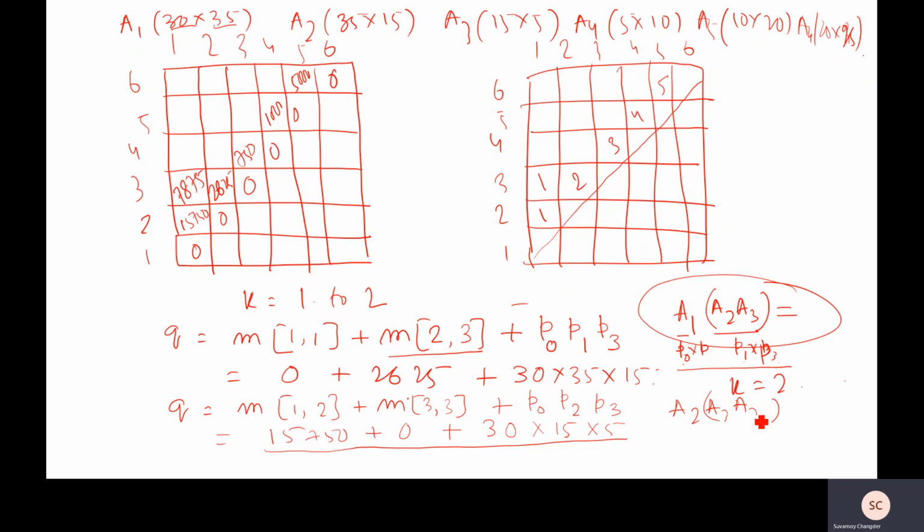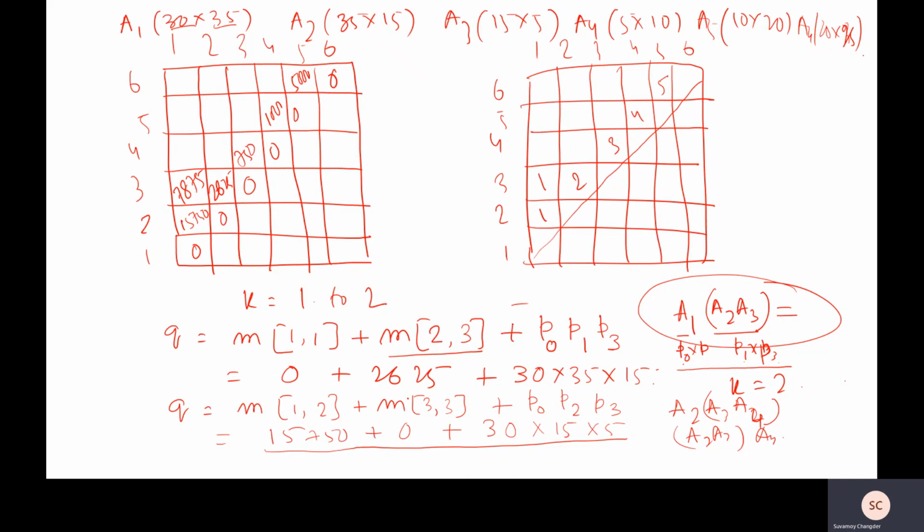One is this one, and another is a2, a3 and a4. If you compare these two, you will find that the minimum number of multiplications required is 4375, and this will be for k equals 3. That means we are selecting this option. Okay.